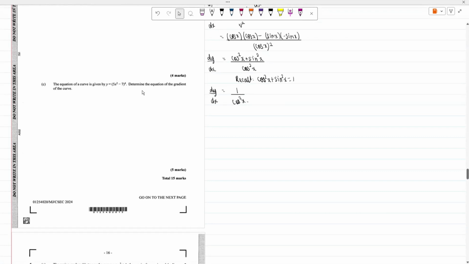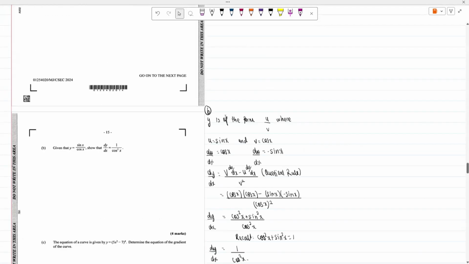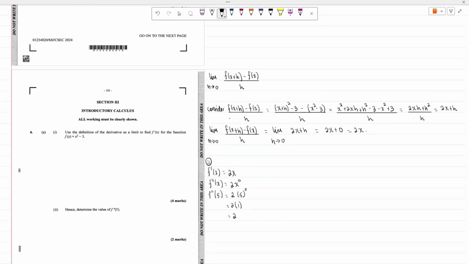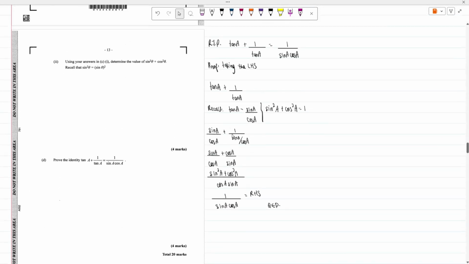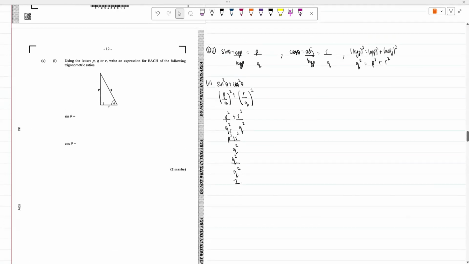All right. Determine the equation of the gradient. The equation of a curve is given by y is equal to that. So part C. Did I label this as part B? I didn't. Part 2. Part 1. A. Part 1. Part D. I'm just labeling it.